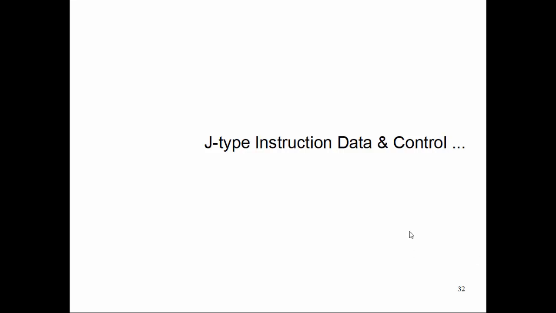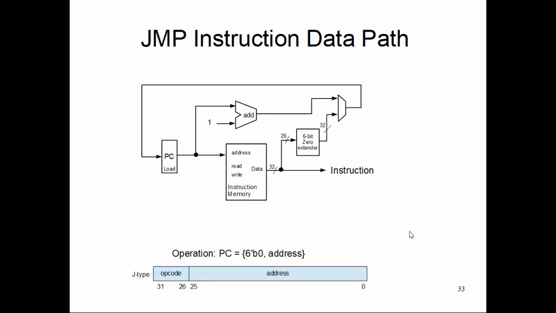Now let's talk about this J-type instruction data and control path, which should be simpler than I-type. Little involvement is there for the push and pop operation. We'll explain that, but it's kind of manageable. So let's start with a simple jump instruction, JMP or J, right? It's opcode and 26 bit of address.